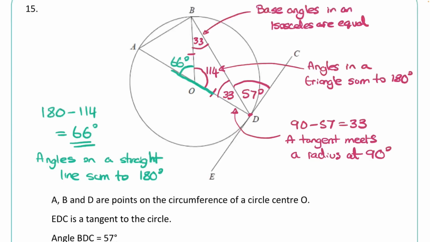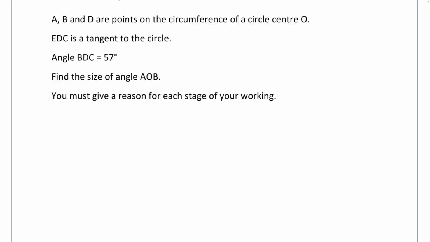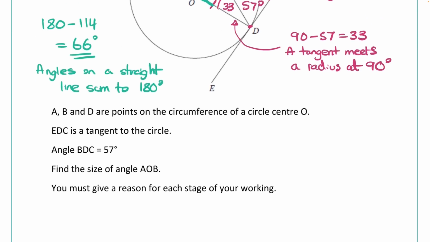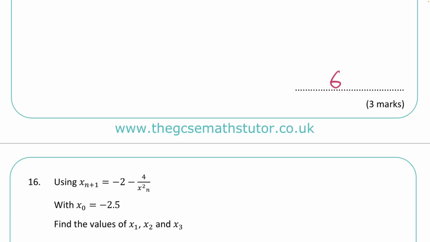That's what I like about circle theorems. There's always normally two ways of getting the answer. Okay, so there we go. What was our final answer? Let's write it down there. So our final answer was 66 degrees. And there we go, 66 degrees.